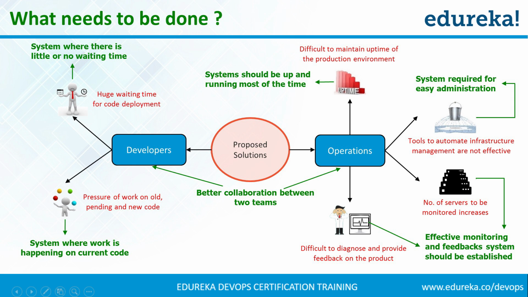Maintaining the uptime of the production environment is the bigger problem. If you fix it for the ops guys, they would be really happy to deploy your code as many times as you want without worrying about the routines. Next, difficult to diagnose and provide feedback on the product. That's difficult. You need to be in a position to monitor everything.